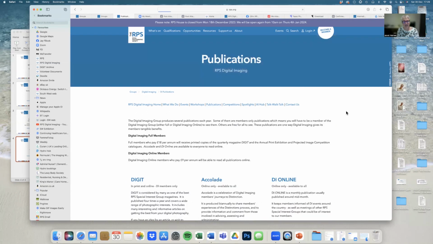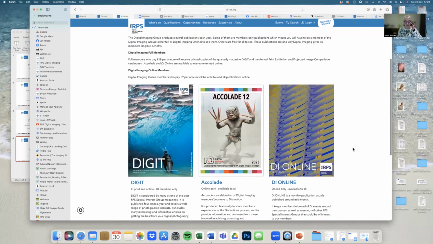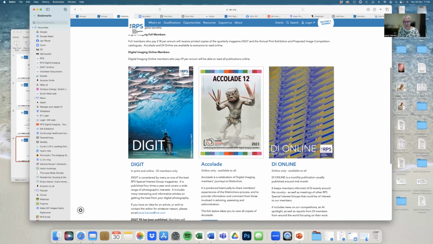So publications. Now, some of these are available publicly and some of them are for members only. So our Digit magazine, which you can see there on the left, is this beautiful magazine that comes out quarterly, and that is only for our members. The other two publications are for anybody. They're here and they're publicly available all the time.